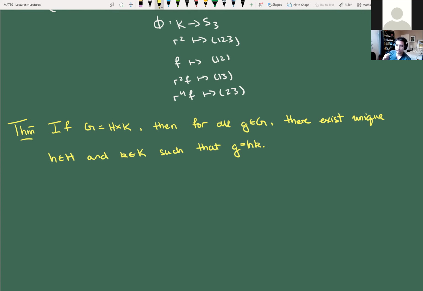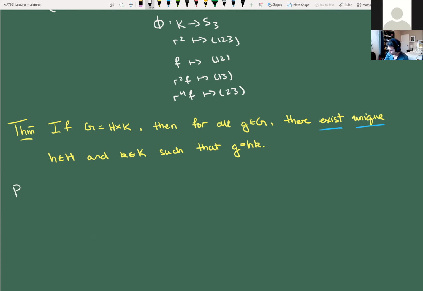Okay, so I think this is maybe missing from the notes. I don't think this theorem is explicitly said, but this is the critical part about being an internal direct product. This is the entire point: every element can be written as H times K, and that decomposition is unique. This is an existence and uniqueness statement. We need to prove both that it exists and that it is unique. And again, this isn't that hard. This ends up actually being really, really easy.